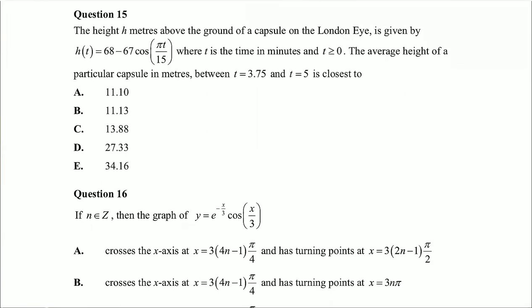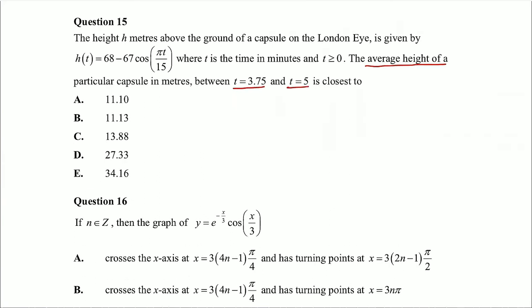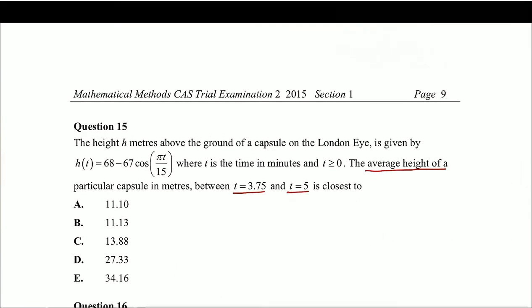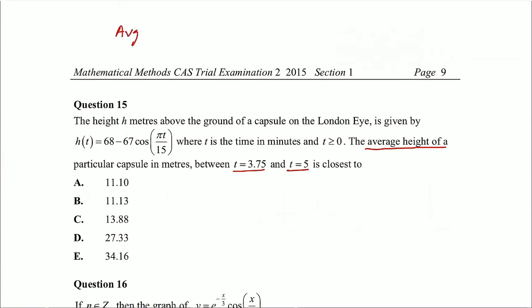Again, this question here. The height h meters above the ground of a capsule on the London Eye, and so on. And then the average height, they're asking. Then they have given you a period, average time. You know, I taught you this average. If it is average, the average value of a function is 1 divided by b minus a, which is upper boundary minus lower boundary, integral a to b, f x dx. That's it, right?